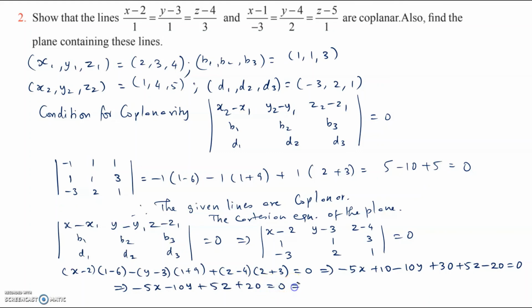Further, you can divide it by minus 5. So your answer would be x plus 2y minus z minus 4 is equal to 0. That's our answer.